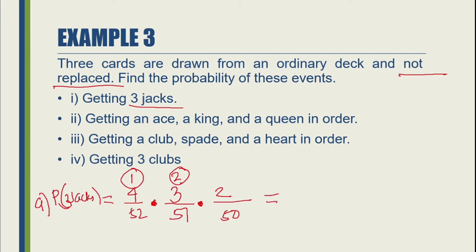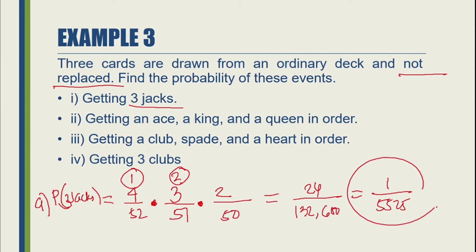Okay, so we have here 4 over 52 times 3 over 51 times 2 over 50, that is 24 over 132,600. If we simplify this, 1 over 5,525. So this is the probability of getting 3 jacks in this part.